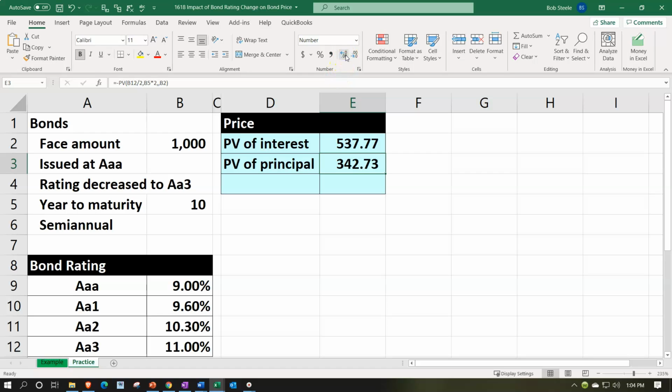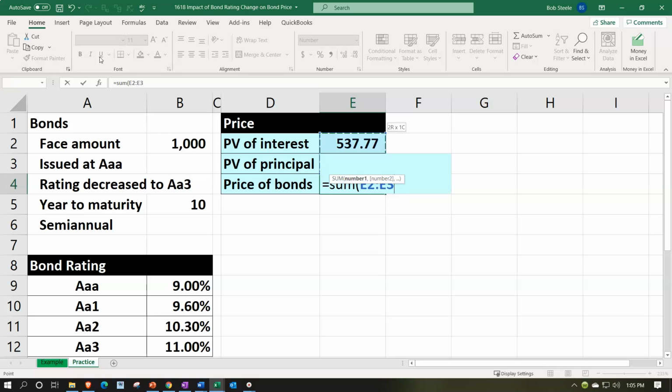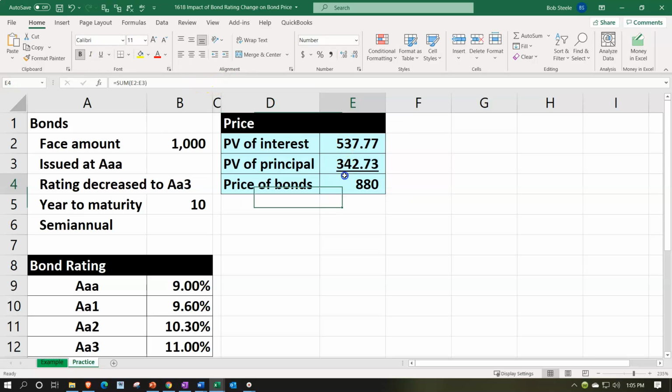We're going to go to the numbers group, add a couple decimals. Let's put a line underneath that 342.73 in the font group, calling that an underline, and that's going to be the price of bonds, which will be the sum of these two, and that would be the 880. Let's add a couple pennies, go into the numbers, couple pennies there, 880 and 50 cents.